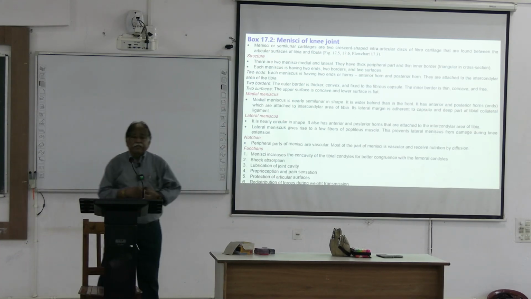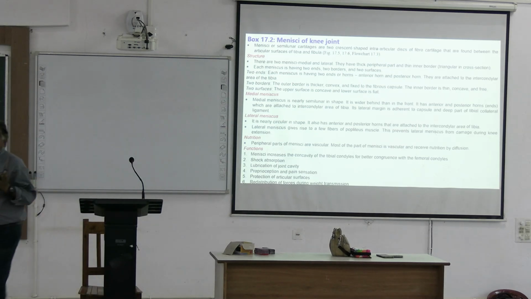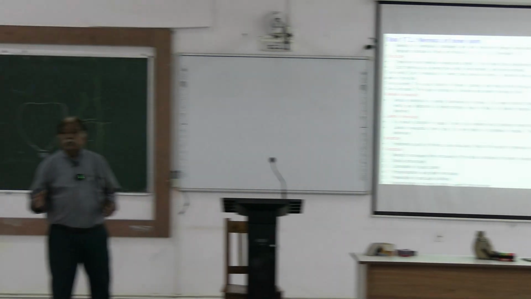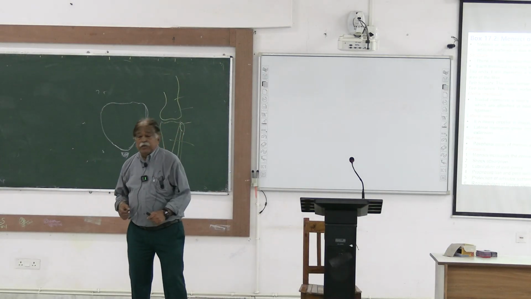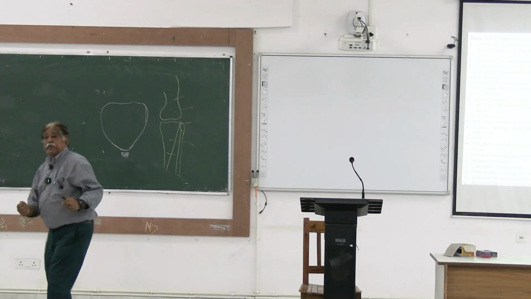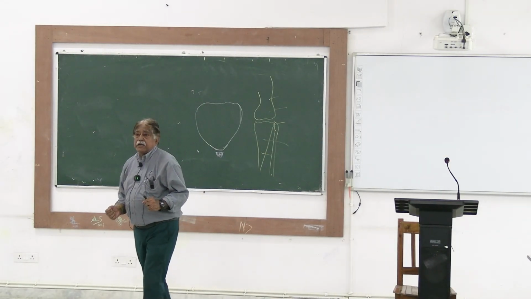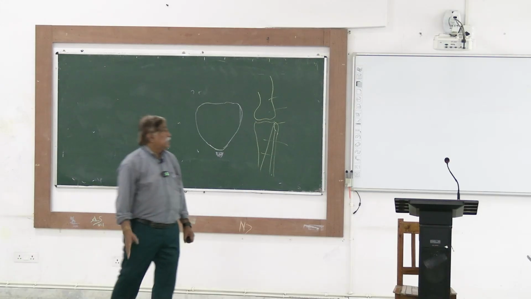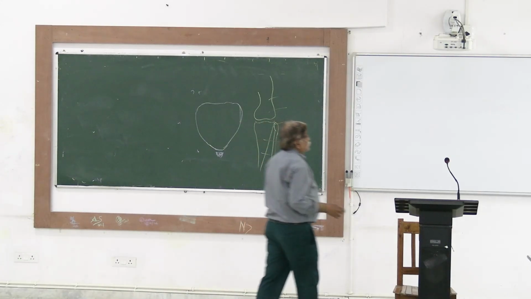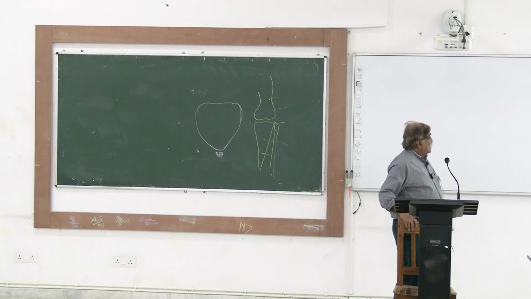Now see, these menisci are all attached to the lateral margin of the capsule. That's why there are meniscal injuries in the knee when you are playing football, or suddenly you are running and making a sweep, and the knee gets fixed. Okay.